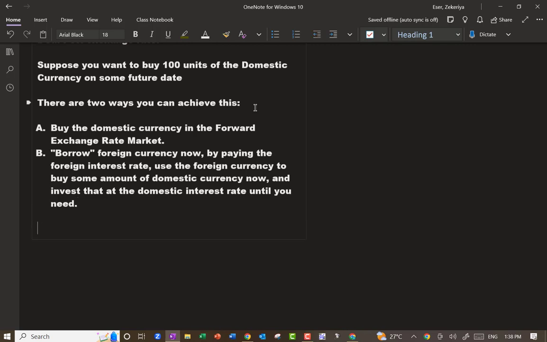So how much domestic currency do I need to get now? Well, that's simple. I'm gonna need 100 units of domestic currency, right? But I need its present value. So I'm gonna let's call that R domestic.